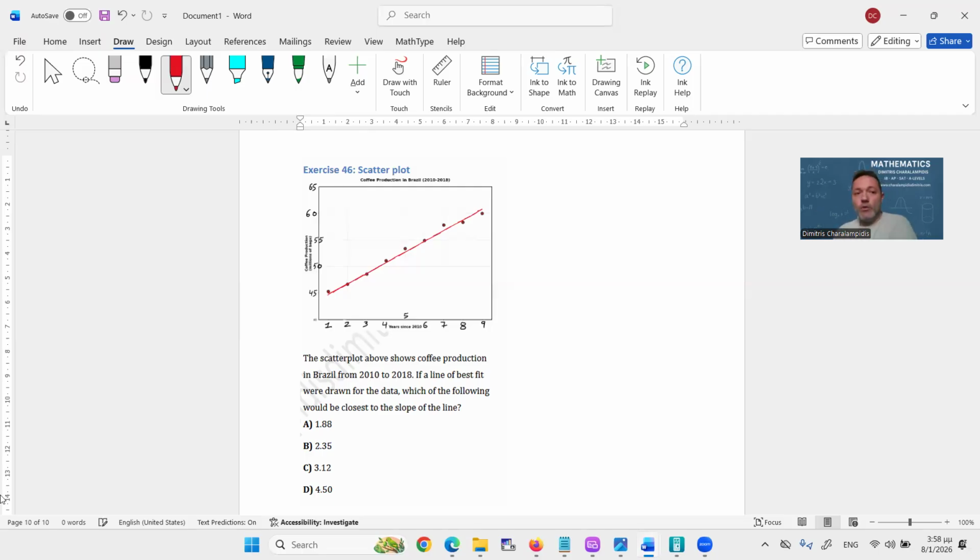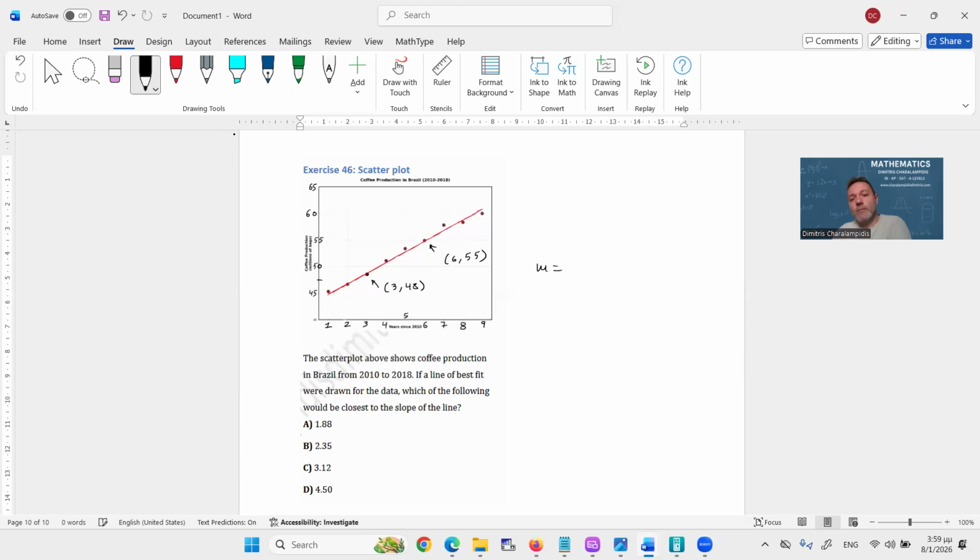Now, in order to actually calculate the slope of that, I would need 2 points approximately off the line, not from my original given points. One could be this with coordinates 6,55. It looks decent. And another one could have been, let's make this one, 3,40. Let's make it 48.